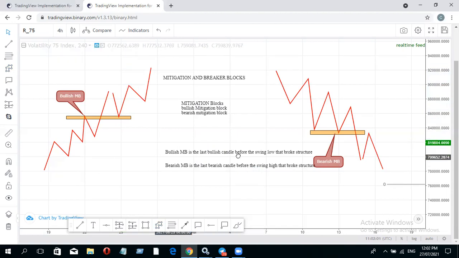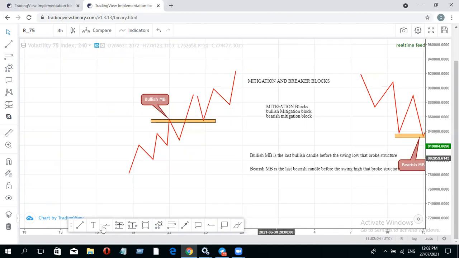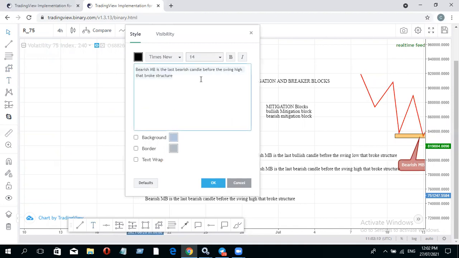Now let us talk about the breaker blocks. The one thing you should note is that breaker blocks, let us type it out so we can see it on our charts. Breaker blocks are similar to mitigation blocks, but breaker blocks usually give a Judas move or false break of trend structure.